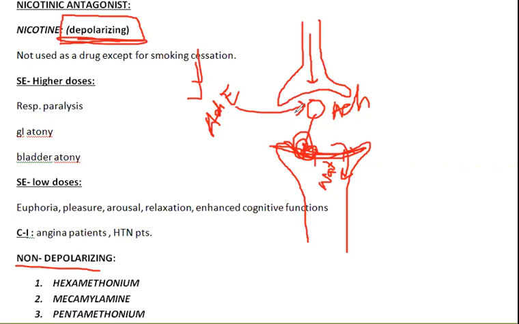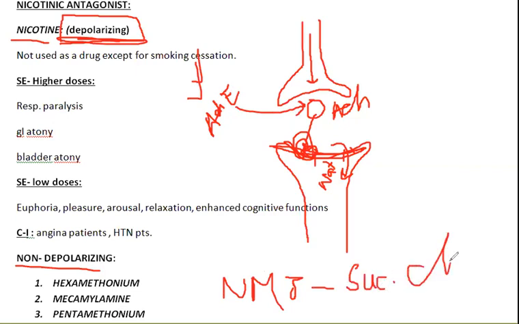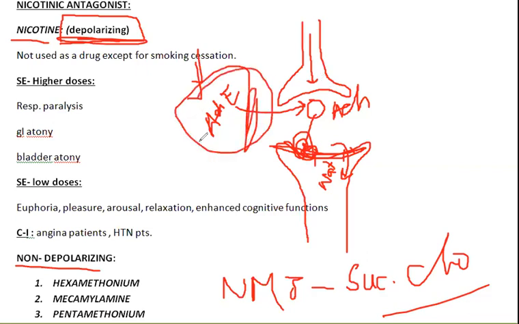One more thing you need to remember: a depolarizing agent, for example nicotine, or if I'm talking about the NMJ blockers, we have a drug called succinylcholine. These drugs work as acetylcholine. Their function is just similar to acetylcholine. But they are resistant to this buddy, acetylcholine esterase. They are resistant to it.